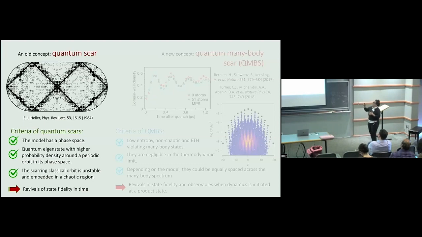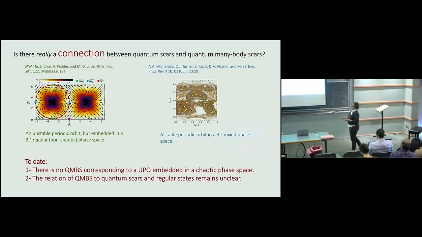Even though quantum many-body scars were typically, in the community, seen as the many-body generalization of the quantum scars, whether there is really a connection is not clear. Okay, so is there really a connection between these two concepts? It goes back to basically questioning what is the origin of quantum many-body scars. There are a few works on this, unfortunately not many, and they're all on the PXP model.